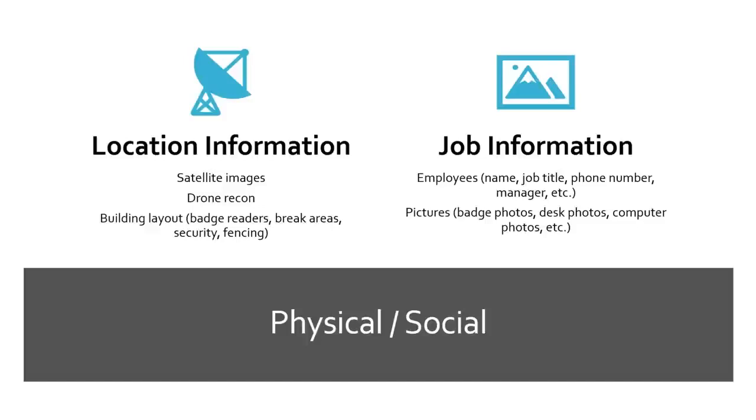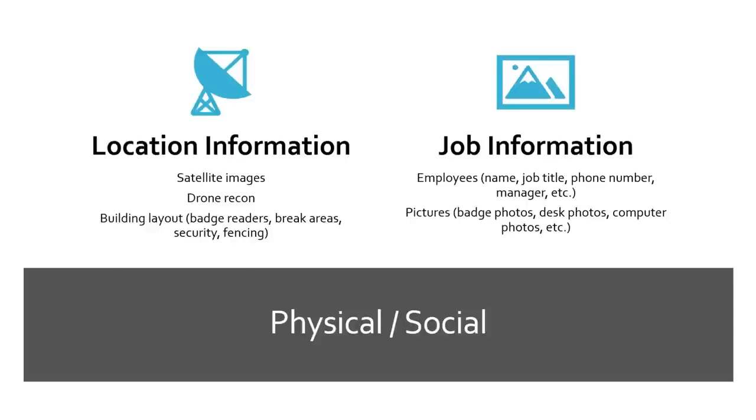On the physical or social sides, physical meaning actually going on site and maybe doing a physical engagement, or the social engineering aspect of maybe doing a phishing assessment or even including it in a physical engagement, just gathering this information from the physical and social aspect is incredibly useful. So we have location information. We might utilize something like satellite images, or often we'll go on site and do drone reconnaissance where we fly a drone around and try to gain information.